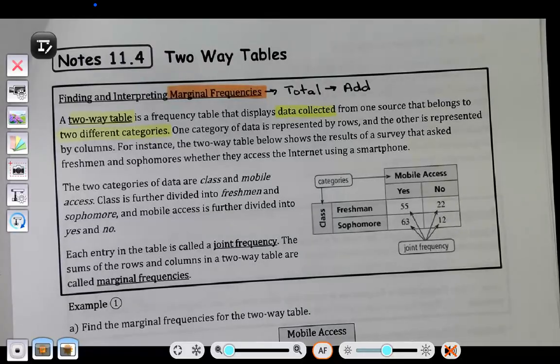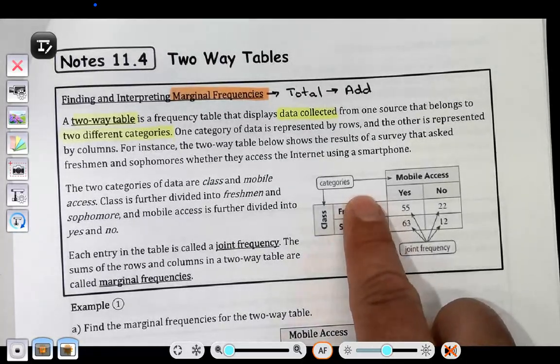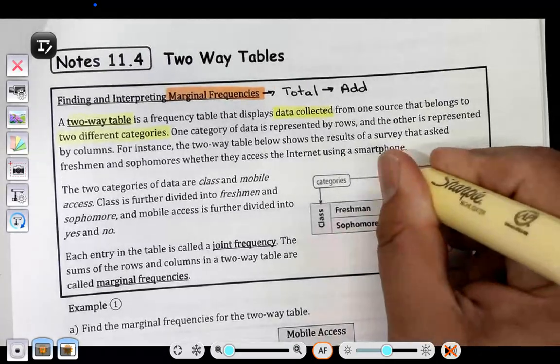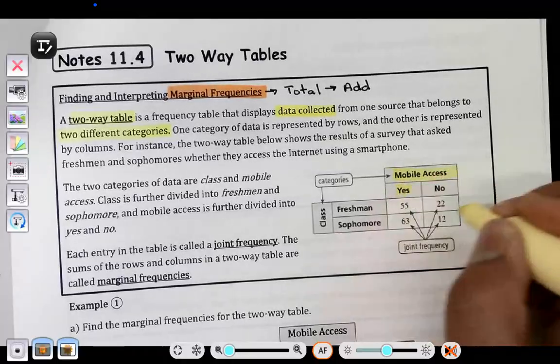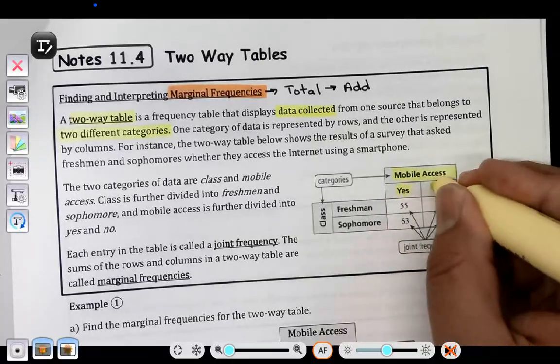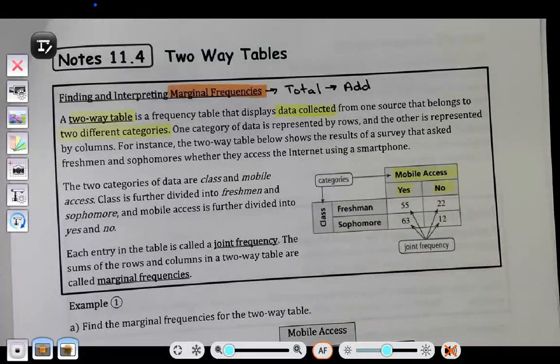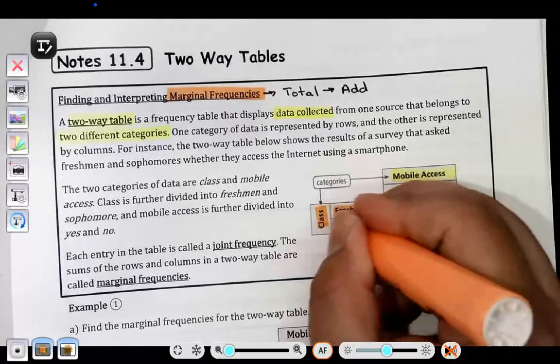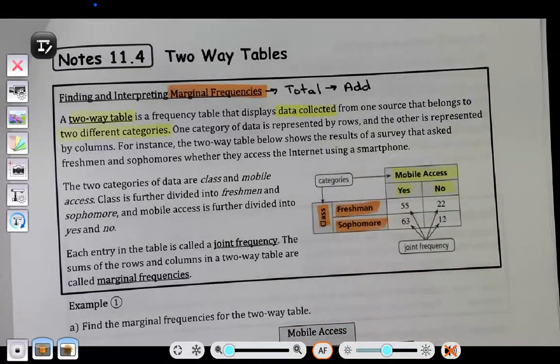So for instance, the two-way table that you see here below shows the results of a survey that asked freshmen and sophomores whether they access the internet using their smartphone. The two categories of data are class and mobile access. So these columns right here talk about how many people said yes, they use their phone for internet, or no. And then of course the other side is broken up by the class. So we have the freshmen and the sophomores who were asked these questions.